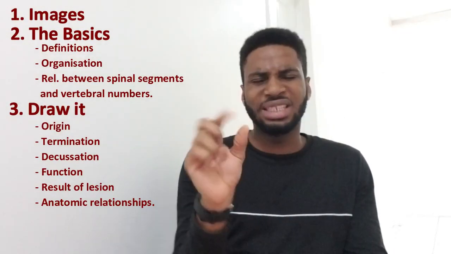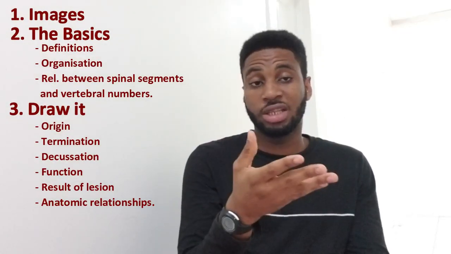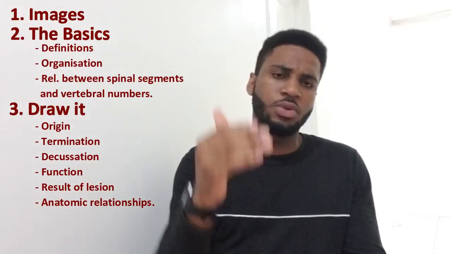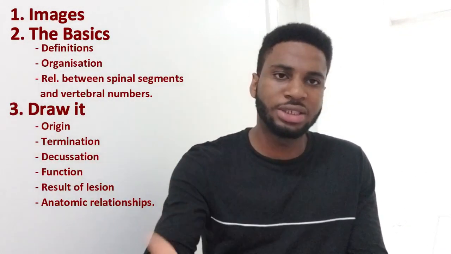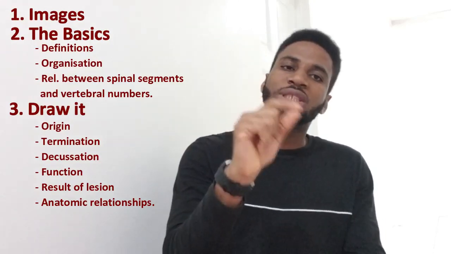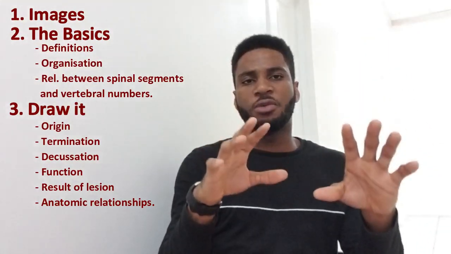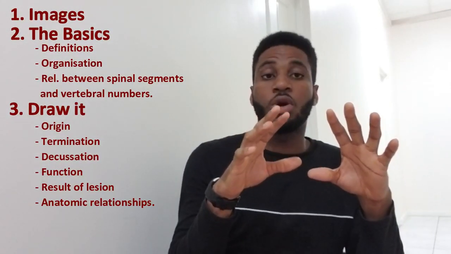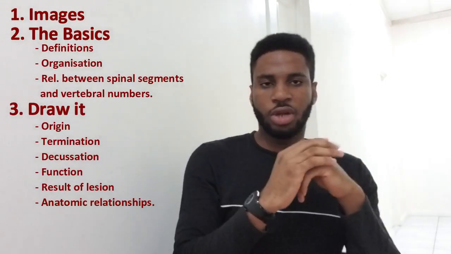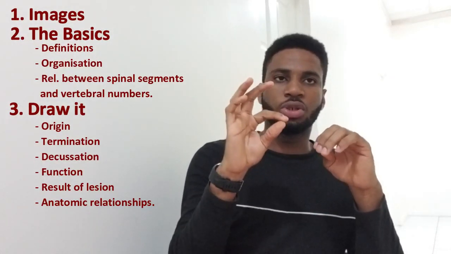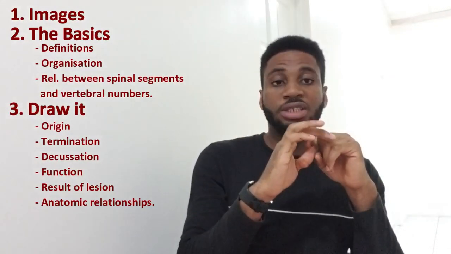The next thing you want to bear in mind is the function of the tract. What does it do? Pain and temperature, pressure, vibration, 2-point discrimination, whatever the tract does. And then you want to know what happens when the tract is damaged. Those are the main information you want to know when it comes to ascending and descending tracts. For each of your tracts, bear this information in mind.